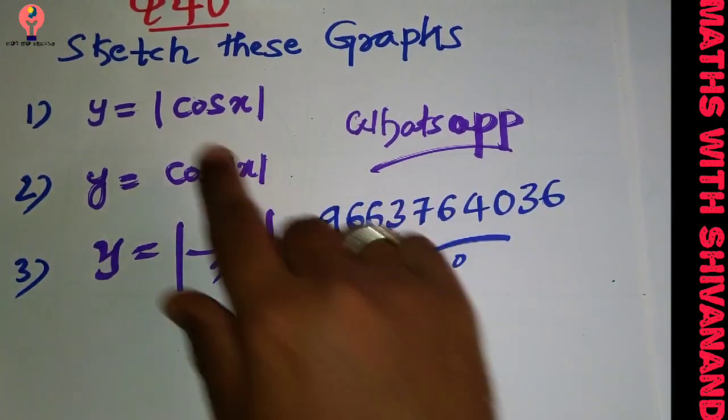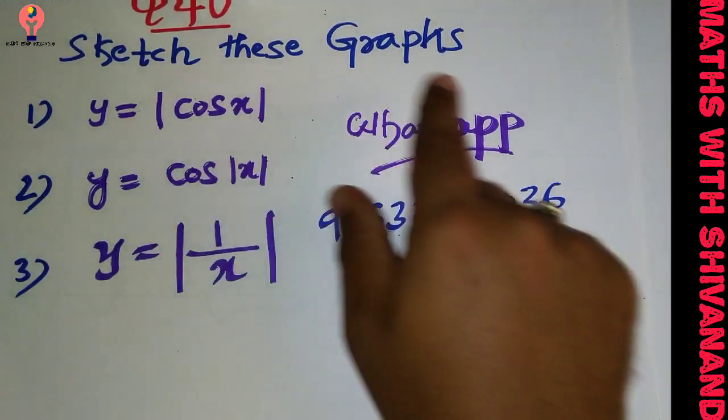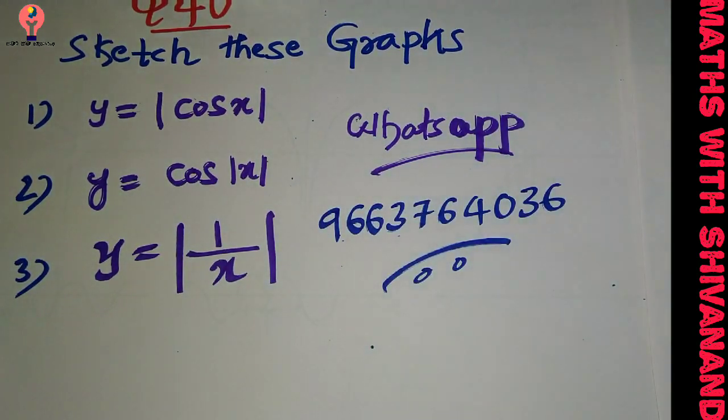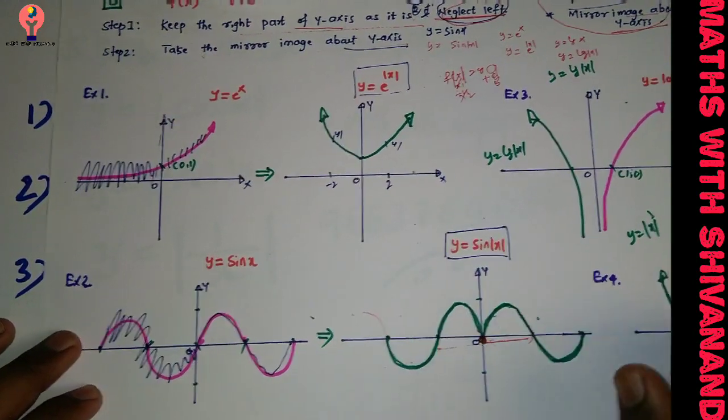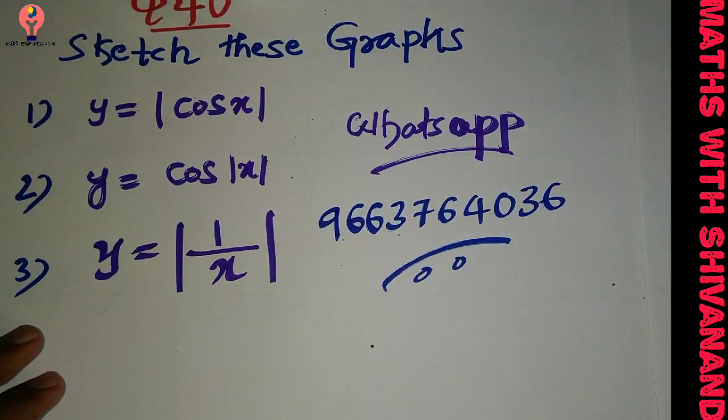Kindly draw the basic curve, y is equal to cos x, as well as y is equal to mod cos x at a time here, like so. Okay, y is equal to sin x, the transformation, what will happen here. Okay, hope you understood, students.